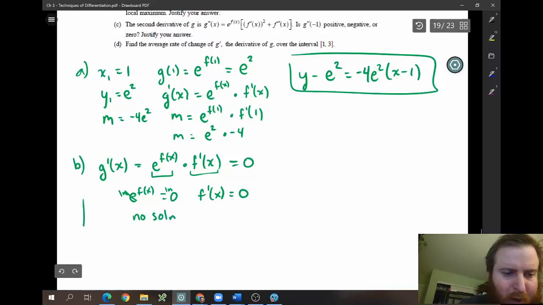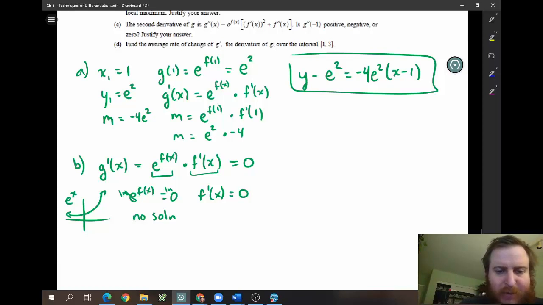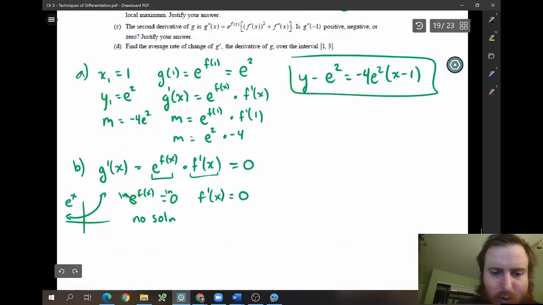You want to memorize that e to the x is always going to give a positive answer. So e to the x, or e to the f of x, or e to the anything always gives a positive answer. It cannot equal 0 or a negative. For f prime of x, we're just going to look on the graph. Where does this graph hit 0? At -1 and at 3. So x equals -1 and 3.